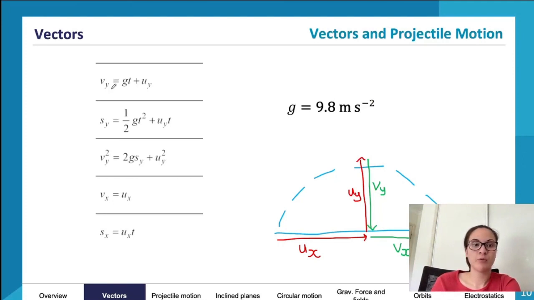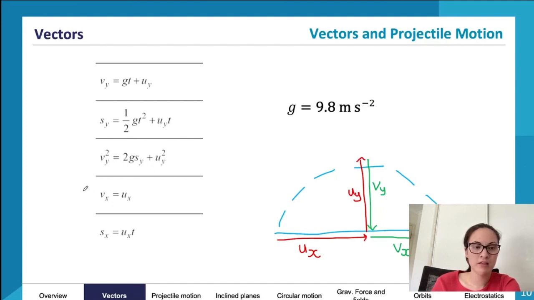So back to this first formula. To calculate the final velocity in the vertical direction, it is equal to gravity times time plus the initial vertical velocity. Sy is vertical displacement, and then you know the rest of those variables.